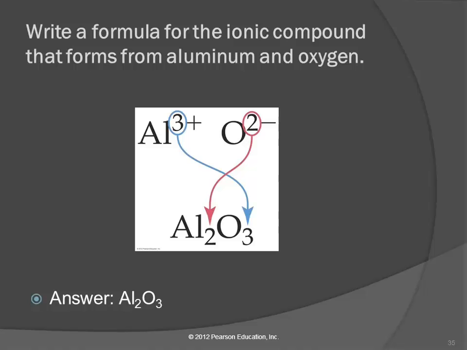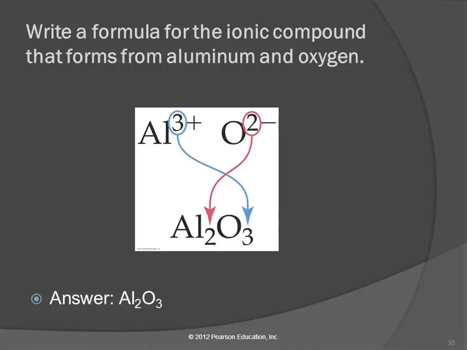And then we're looking at those. We've got +3 and -2. Those are not the same. So then we could do that crisscross thing. We're taking this 3, and that's going to become the subscript for the other ion. And the 2 becomes the subscript for the first ion. So we get Al2O3. That's the one that students like the best, probably because it involves the least thinking.